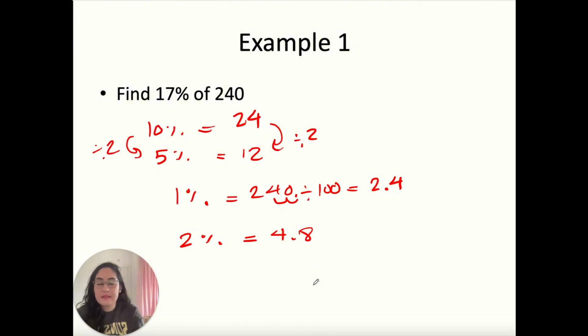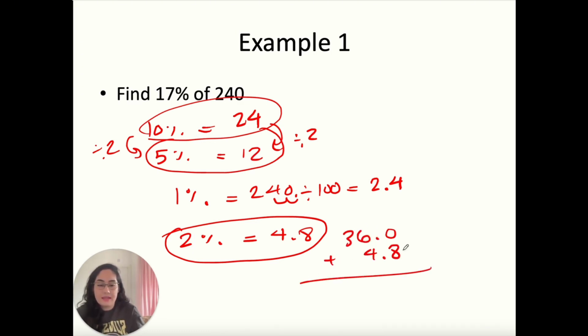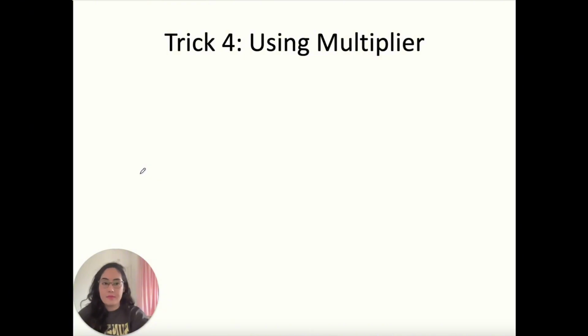Now, to find the total, to get the 17%, I need to add the 10, the 5 and the 2%. So 10 plus 5 is 15, 15 plus 2 is 17, so I have a total of 17%. So I'm going to add these numbers together. 24 plus 12 gives me 36. Then I have 36 plus 4.8. Remember, we add it like this. So 8 plus 0 is 8, bring the decimal point down. 6 plus 4 is 10, plus the 1, carry the 1 over, and it's 40.8. So 17% of 240 is 40.8.